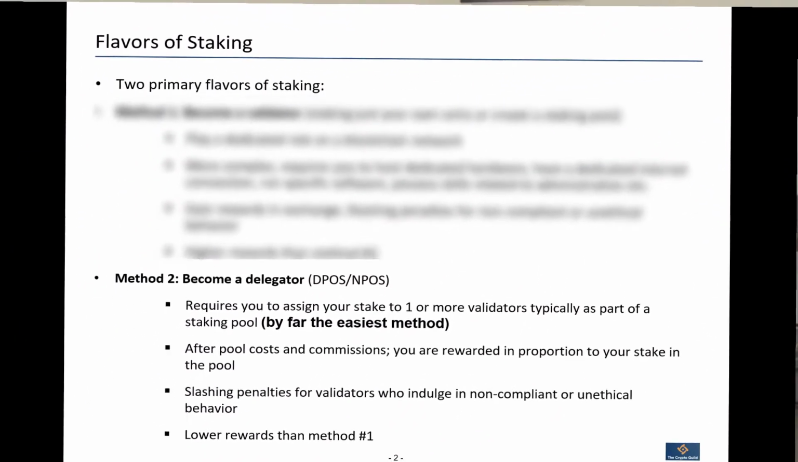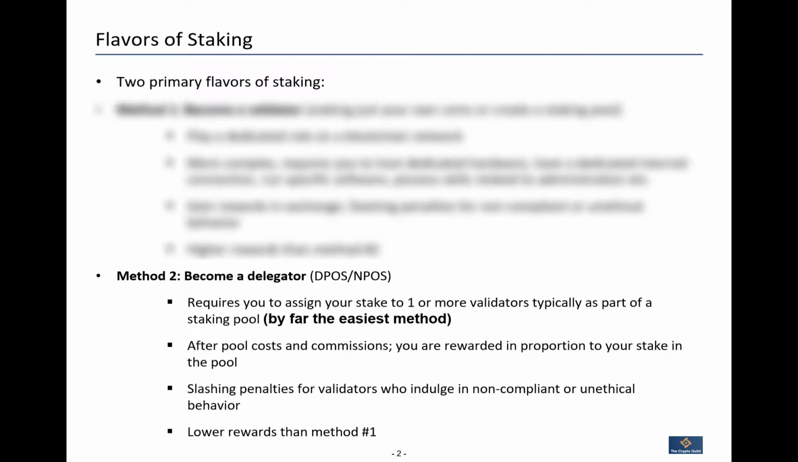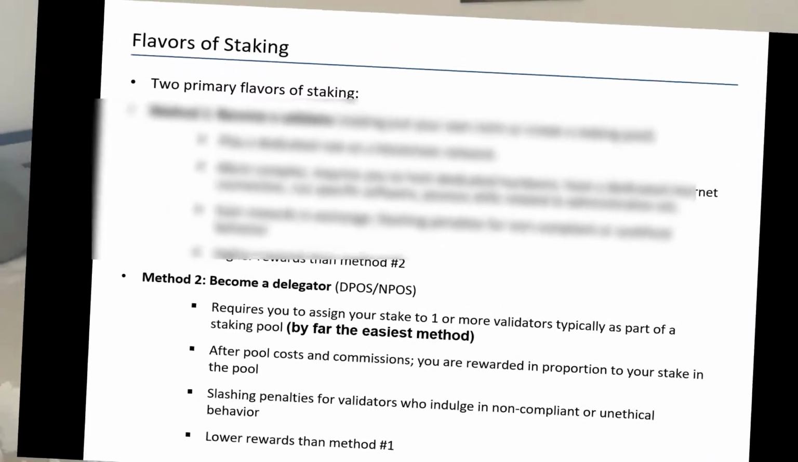The second method is when you, the user, delegate your stake, meaning you delegate your coins to one or more validators. This is typically done as part of a pool environment. After the pool takes its commissions and its administrative fees, you get rewarded in proportion to the stake that you committed towards that blockchain project. Different blockchain projects offer different amounts of rewards, and there are a whole bunch of variables that you should consider when getting into it.